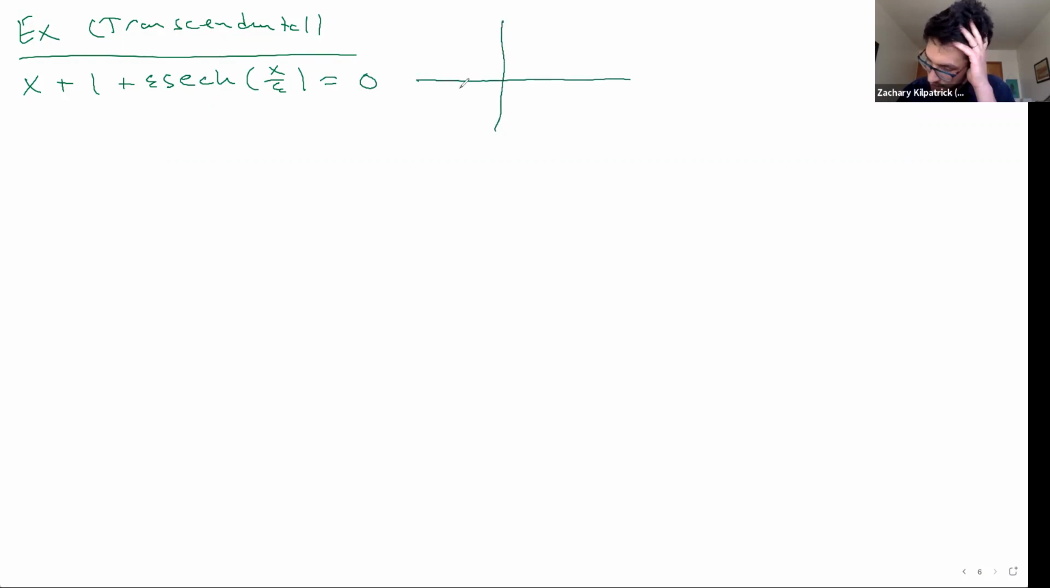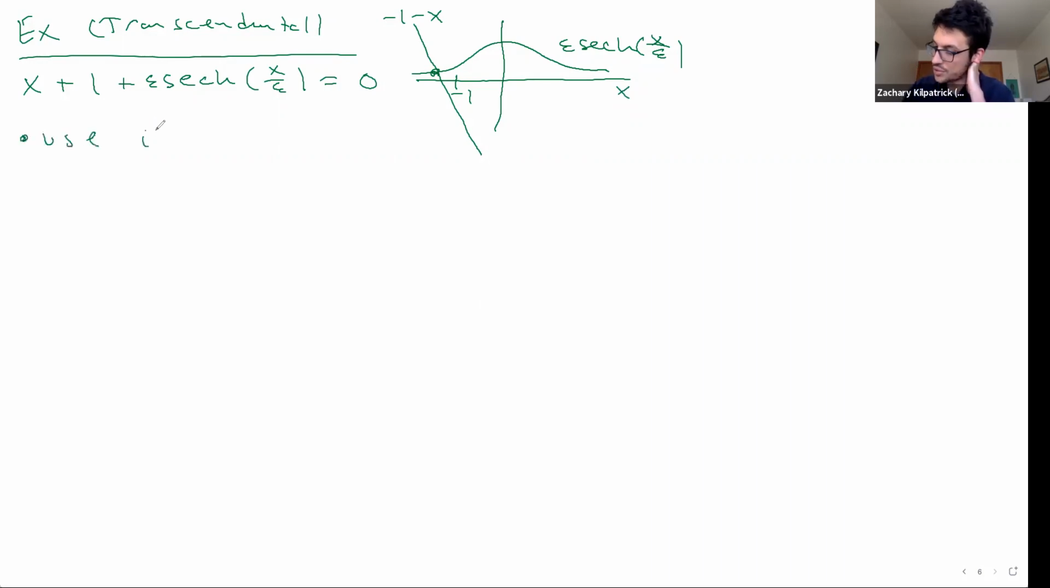Okay, so let's draw it out. This is epsilon hyperbolic secant of x over epsilon, it looks like this. And then here is -1 minus x. Okay, so you have this intersection point here. It's close to x equals -1. Okay, and let's just forget about trying to do the expansion method. You could try, but we'll just jump right into the iterative method. And so then the question is always, what's the best thing to do?